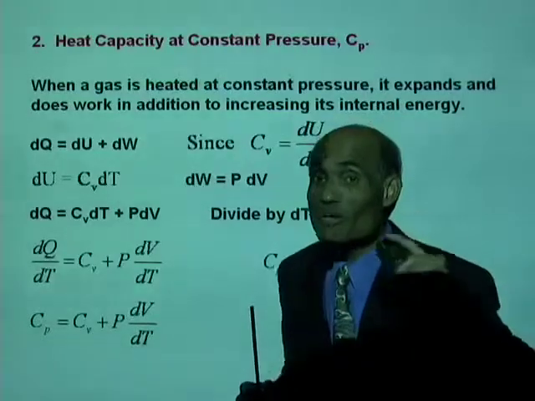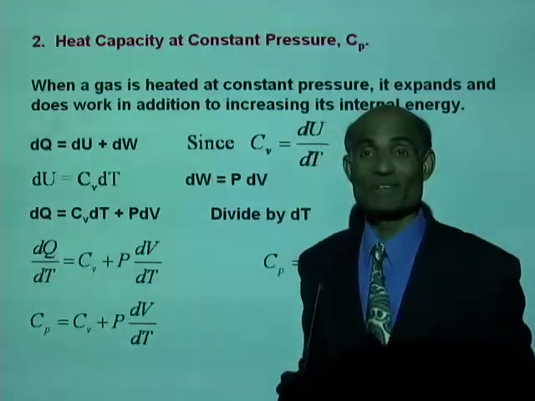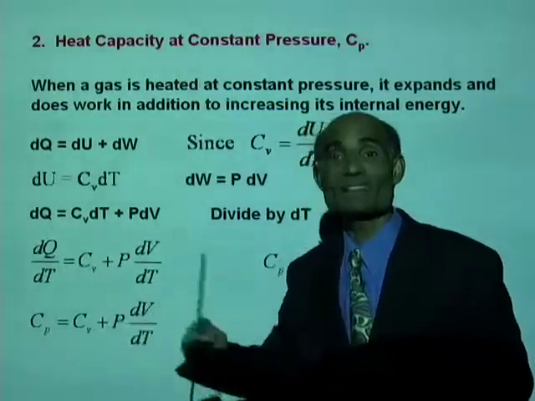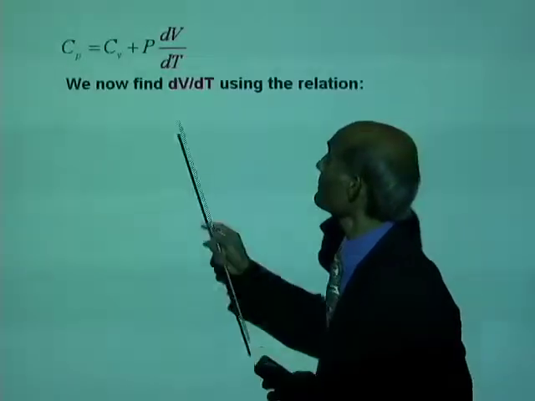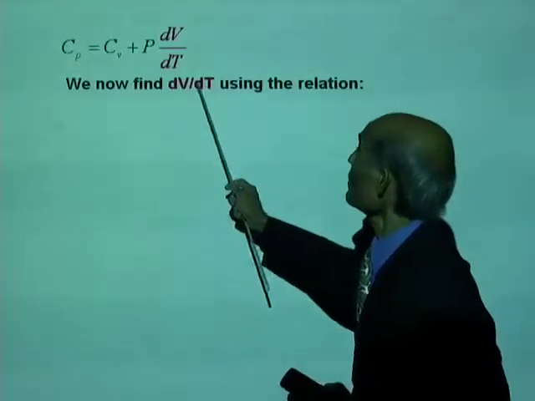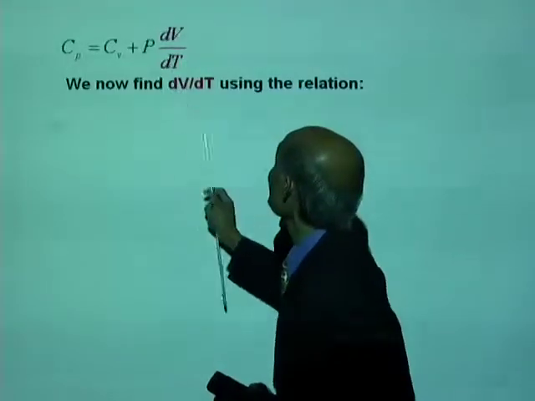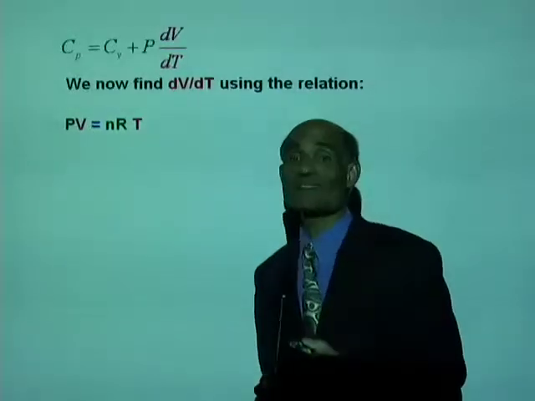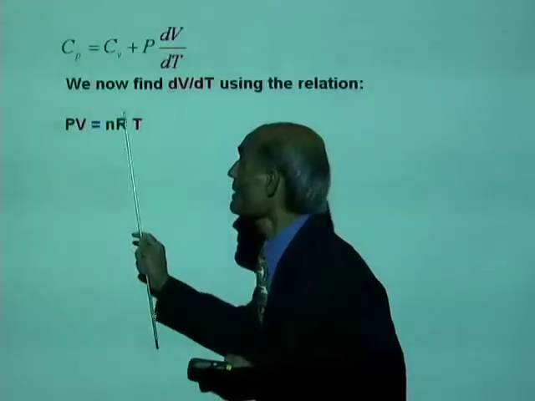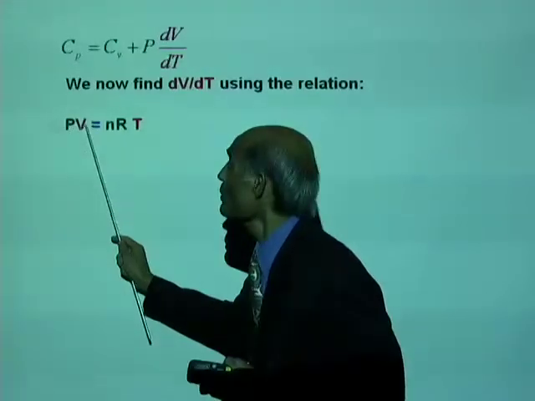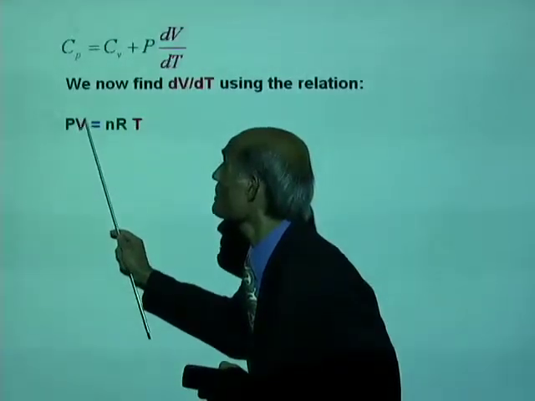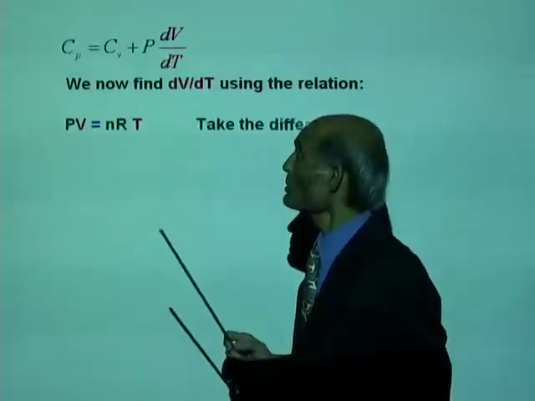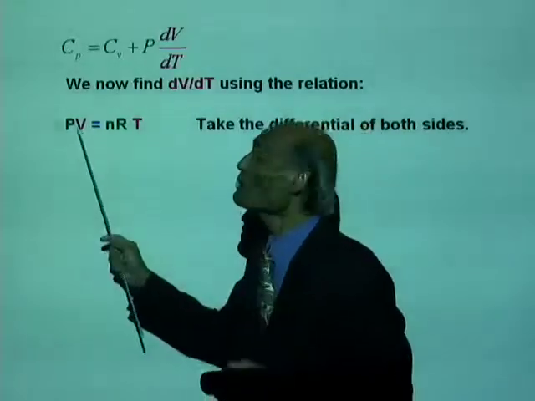Where do we go for that? Well, we go to our familiar equation. What is our familiar equation? The ideal gas equation. PV equals nRT. All right, let's go there. We now find dV by dT using the relation PV equals nRT. Well, P is a constant. So, if you find the derivative of left-hand side and right-hand side with respect to T, what will you get? Take the differential of both sides.